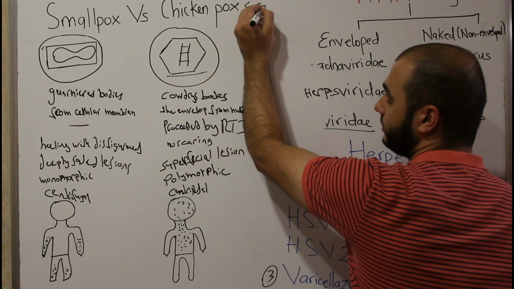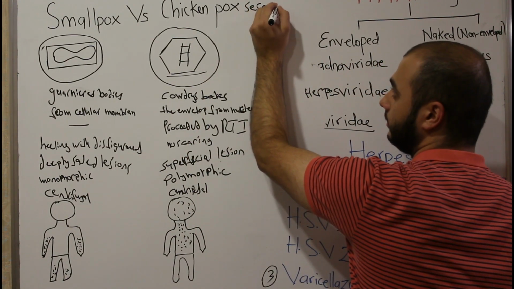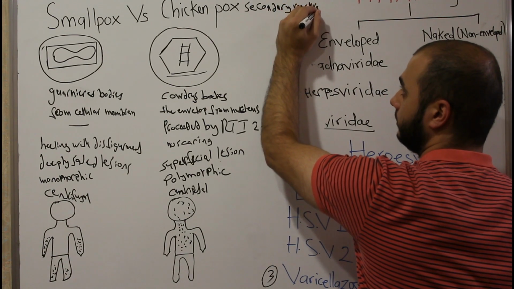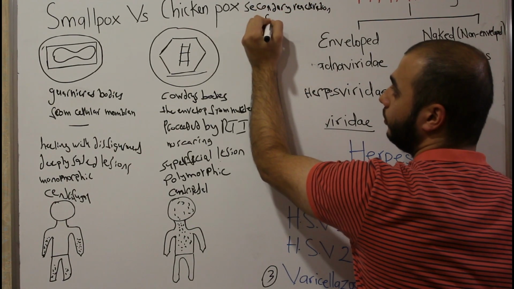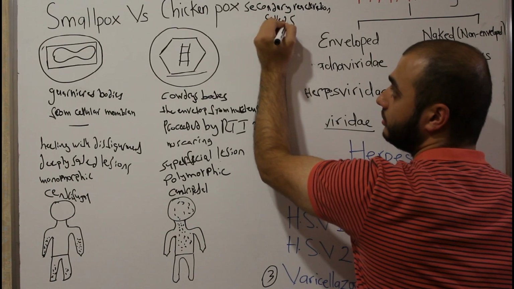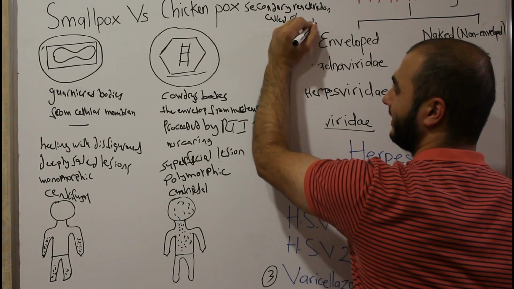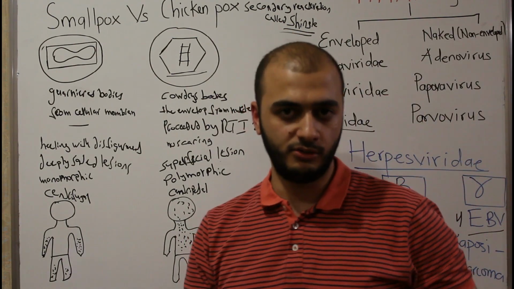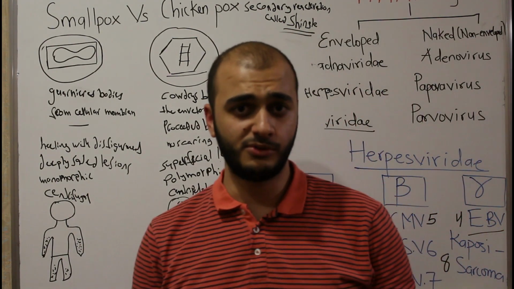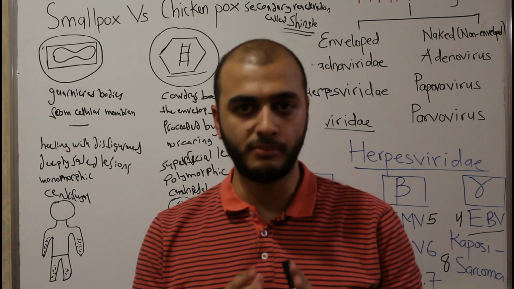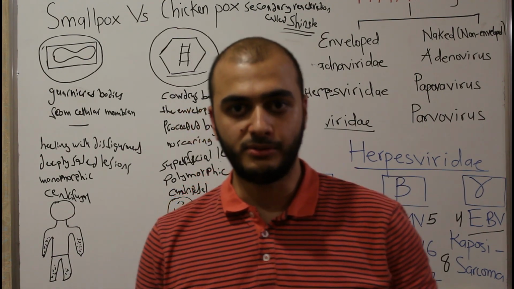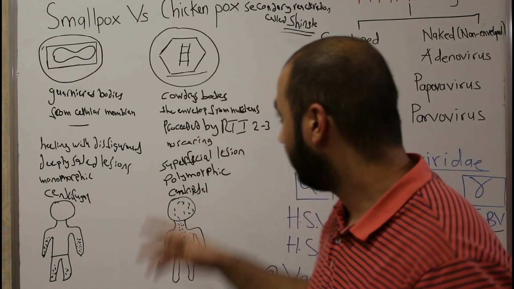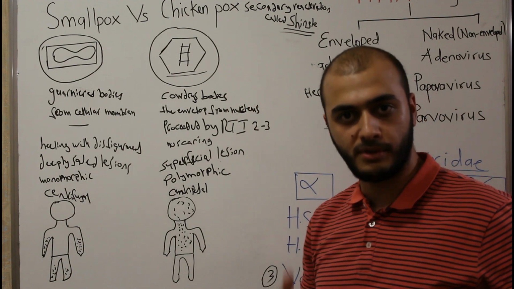So, secondary reactivation is called shingles. Shingles is going to be on one side, unilateral mainly, but if you see an immunocompromised patient, you may find, or mostly will find, bilateral. So if you see bilateral shingles, think about an immunocompromised patient.